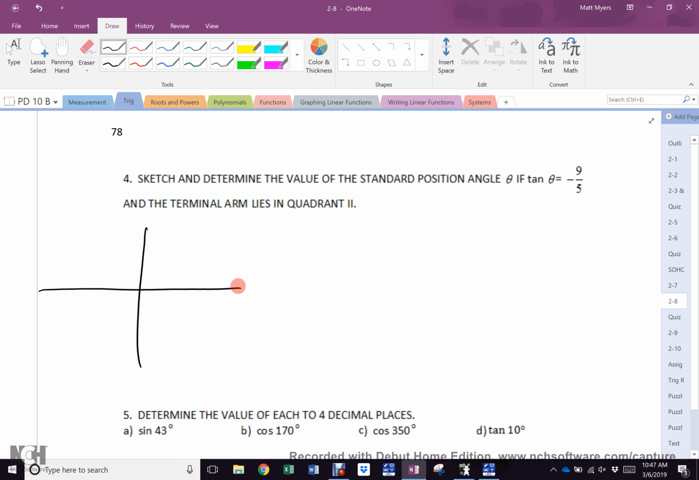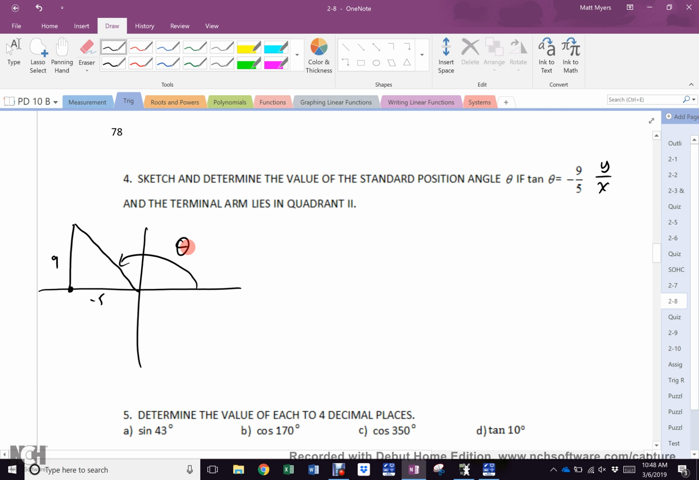What do I know about tan now that I didn't know 25 minutes ago? No. It tells you where it is. I've told you it's in quadrant 2. What do I know about tan now that I just reviewed for you all 30 seconds ago? Tan is y over x. Now, since the terminal arm is in quadrant 2, one of those has to be negative. Which one? X has to be the negative. Negative 5, 9. That is what theta looks like.